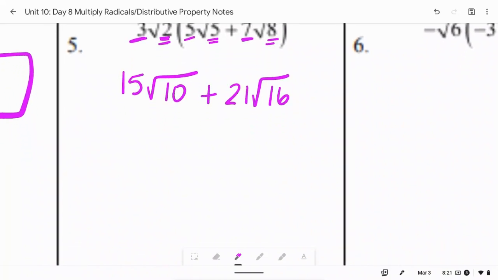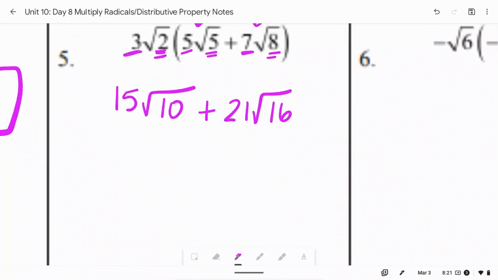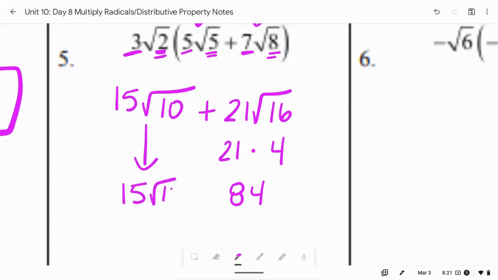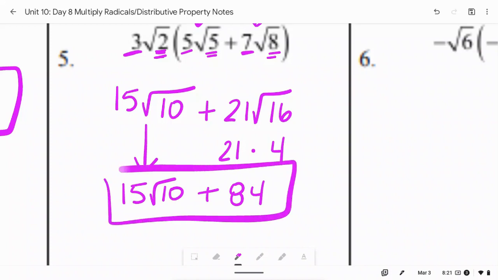I can't reduce the square root of 10, but I can reduce the square root of 16. That's a perfect square number. So that just becomes 4. And then I'm going to multiply that by the 21 that's in front. So I end up getting 84. And then just bring 15 square root 10 down. I cannot add these together because one of them has a radical and one of them doesn't. So they're not like terms. So that would be my final answer for example 5.